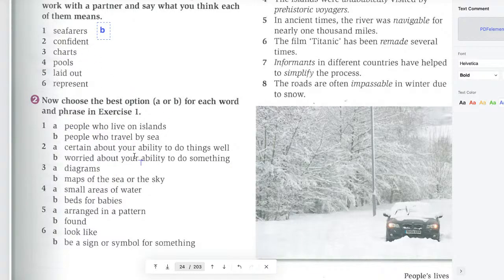A or B. Each one of you needs to read that. Duy Tân, read 2A and B. Very certain about your ability to do things well. Be worried about your ability to do something. So A, certain about your ability to do things well, and B, worry about your ability to do something. So confident, is that A or B? A, right? So 2A, you can write A next to number 2. So you can check that.